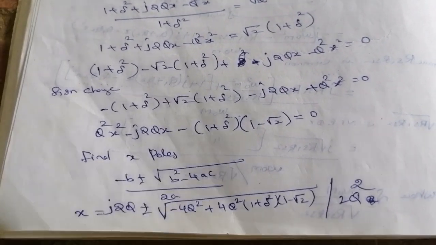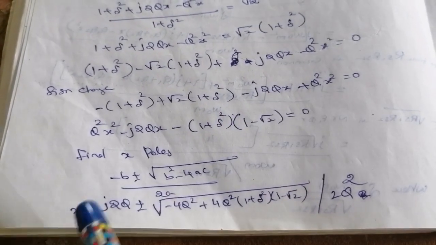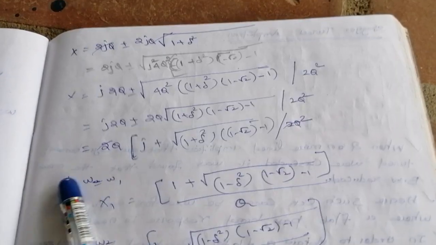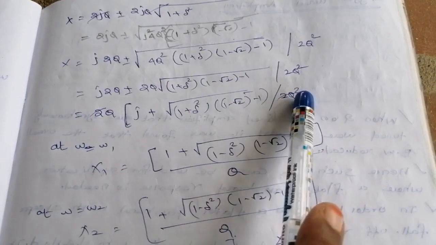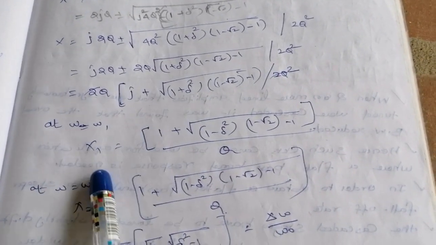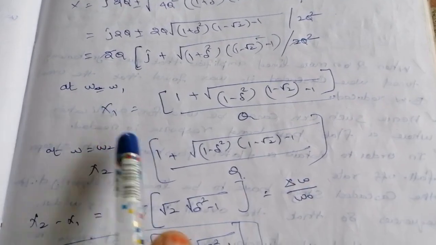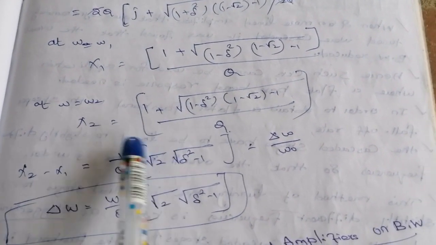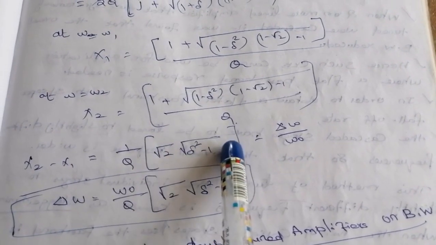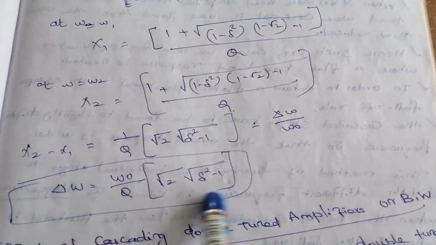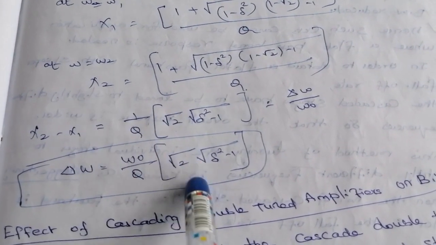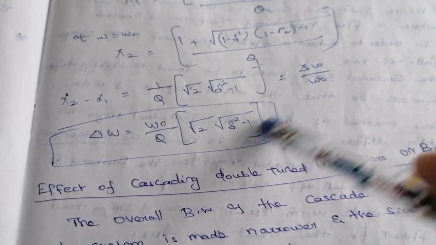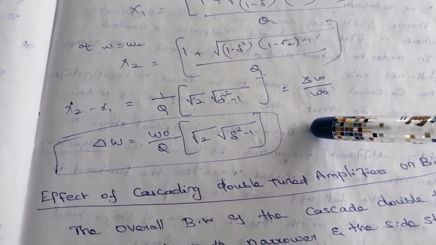So here we can't find the poles directly. So by using the formula we can get the poles, like x is equal to this one. So after simplification, finally we get at omega equal to omega 1, the x1 answer is this one. Omega equal to omega 2, x2 equal to this answer. So x2 minus x1, combine both the equations in terms of minus, finally we get del omega by omega naught. So del omega equal to omega naught by Q into square root of 2 into square root of del square minus 1. Okay, so that's all about the double tuned amplifier.